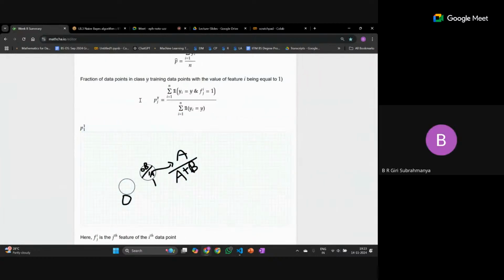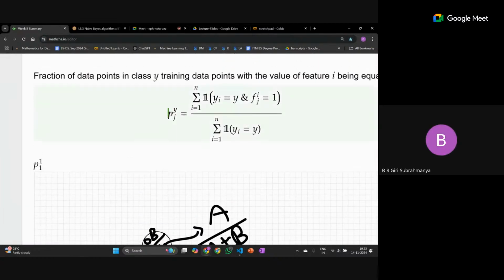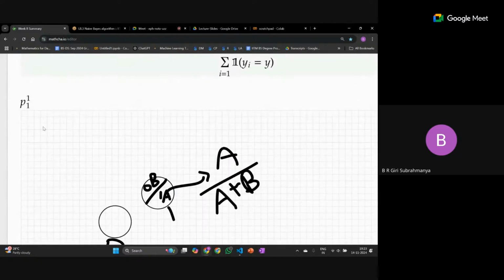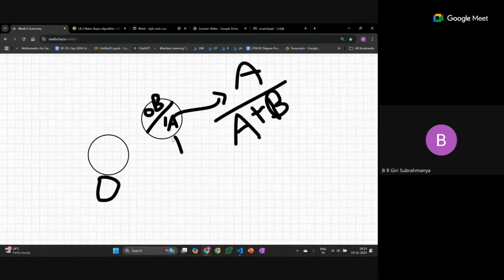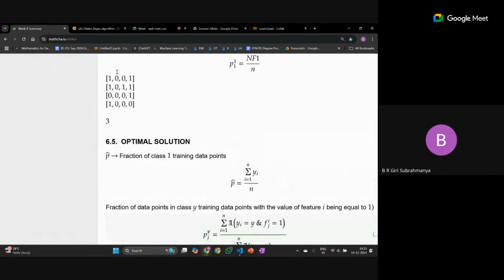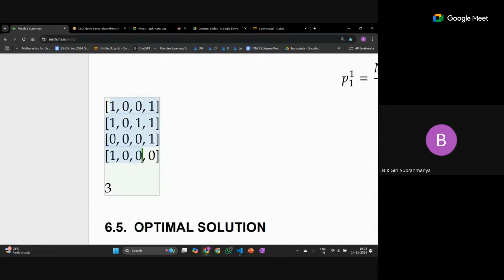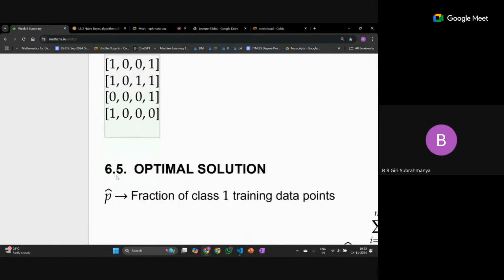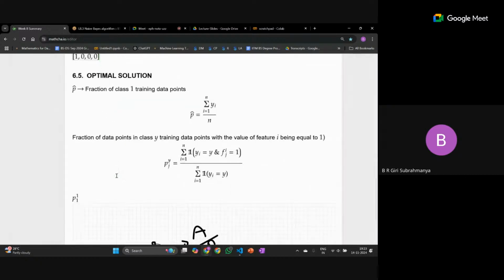Okay. So this one, if you want P11, you'll go to class 1. The denominator will be the number of data points in class 1, and the numerator will be the number of data points in class 1 with feature 1 being 1. So here, if there are 4 data points in class 1, and all these are in class 1, then this will be 3 by 4. Okay. That's all.